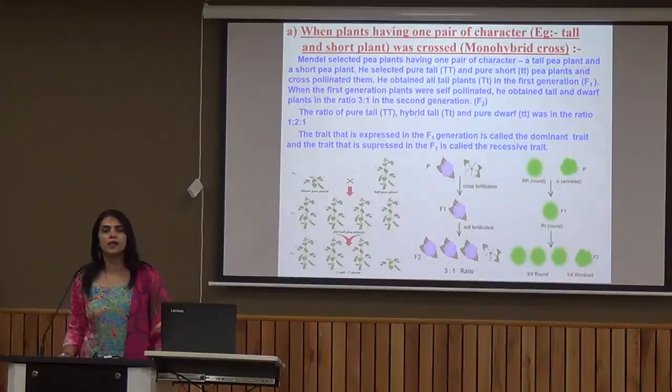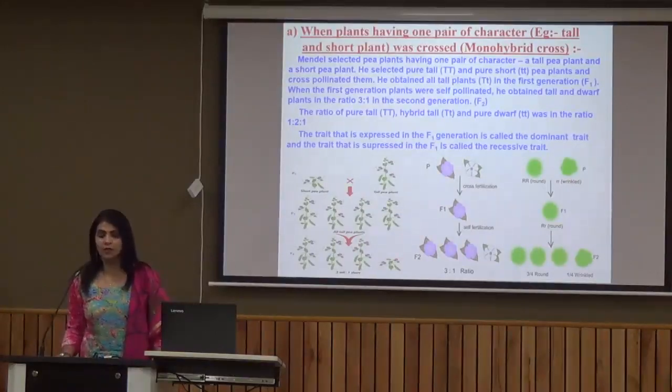In order to understand this, he crossbred the plants of the F1 generation. In the F2 generation he observed that 75% of the pea plants were of tall height and 25% were of short height. So what does Mendel conclude? He said that the trait of short height was also present in the plants of the F1 generation, but it was unable to express itself.